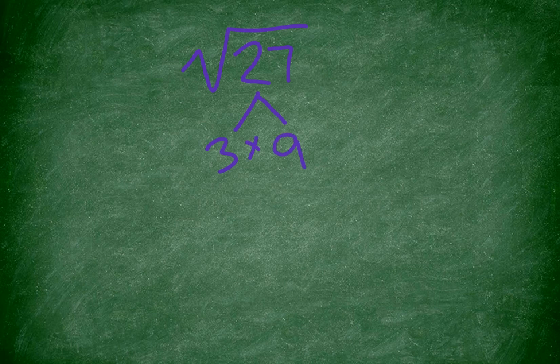Now, you look at those 2 numbers and you say, can I go any further with that? And yes, you can, because 9 is 3 times 3. And always bring down the one that you already have, because you don't want to lose any of those. So the square root of 27 is 3 times 3 times 3. Remember, I said for every 2 of a number under a radical, it's equal to 1 on the outside. So here is a group of 2 3s, so that goes on the outside.